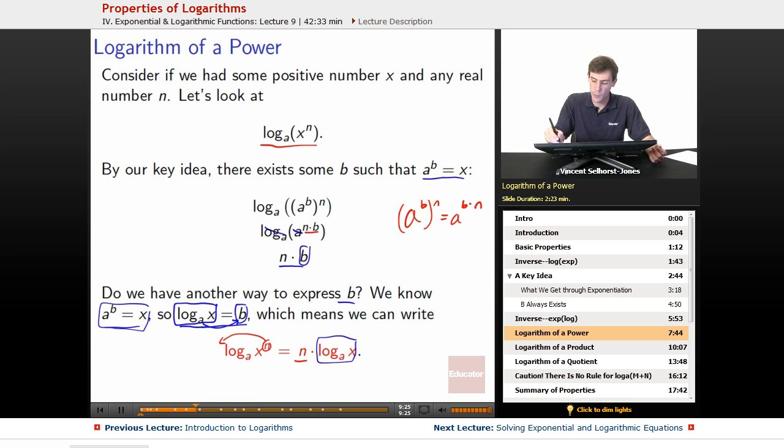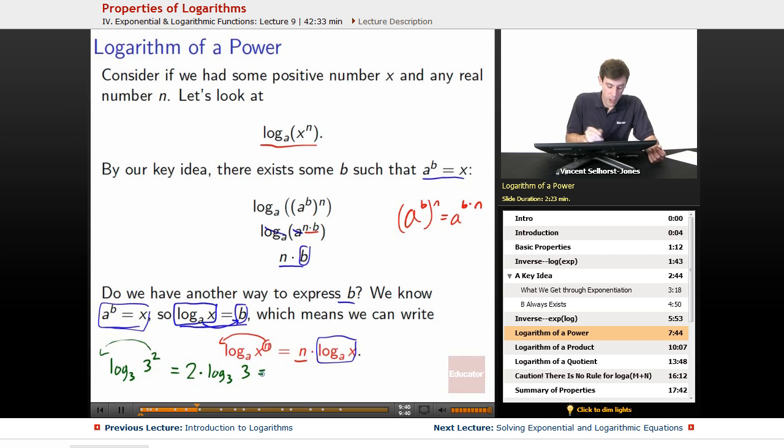Let's look at an example. If we look at log base 3 of 3 squared, by this property, we could take this 2, move it out front, and we'd have 2 times log base 3 of 3. Well, log base 3 of 3, log base something of something, if they're the same something, is just 1, right? What do you have to raise 3 to get 3? Just 1, right? So we have 2 times 1, which is equal to 2.